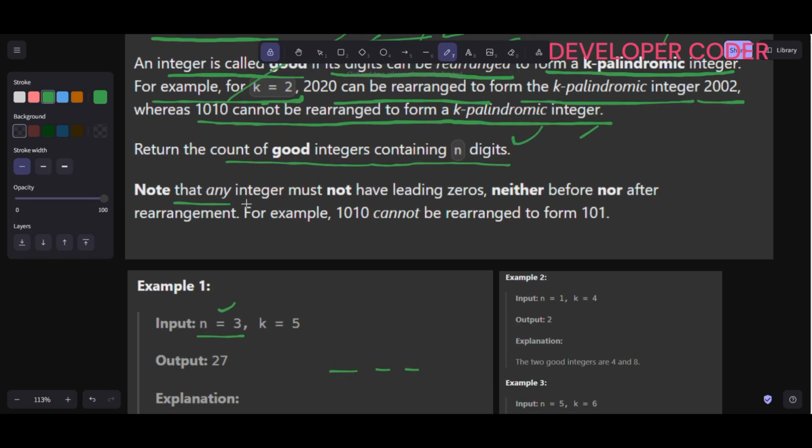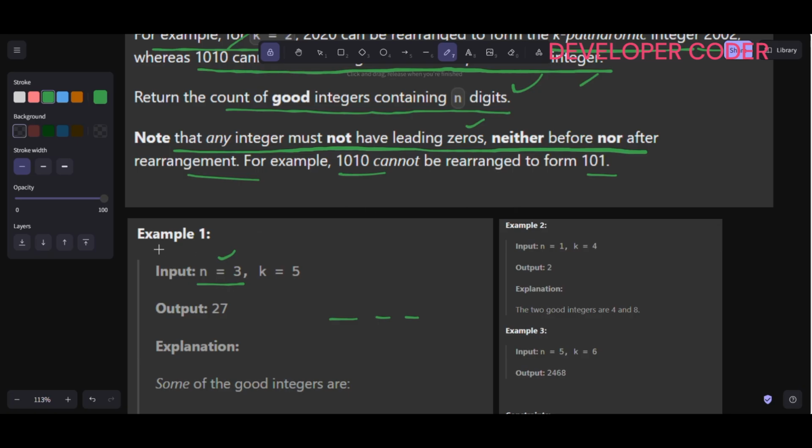Note that any integer must not have leading zeros, neither before nor after rearrangement. So 1010 cannot be rearranged to form 0101. There should be no leading zeros. Done. All right, now see this example number 1.